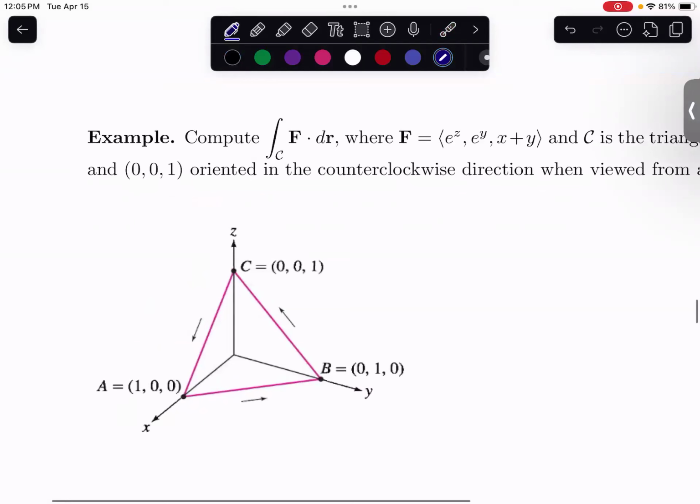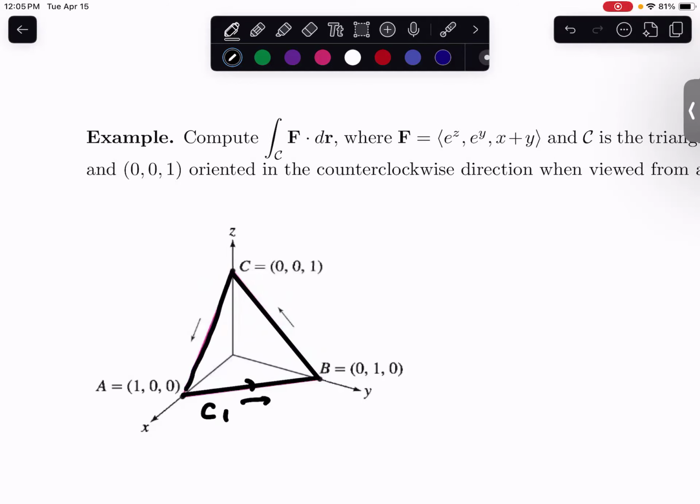We have this curve here, which we can call C1. We have this curve here, and so C1 is going from (1, 0, 0) to (0, 1, 0). We have this curve that goes from (0, 1, 0) to (0, 0, 1). And then we have this curve that goes from (0, 0, 1) to (1, 0, 0). So this is C2, this is C3.